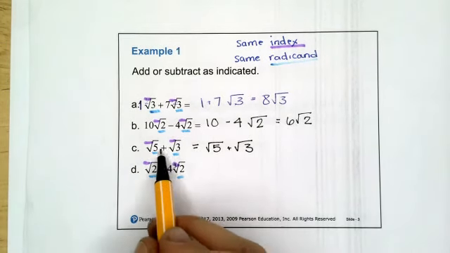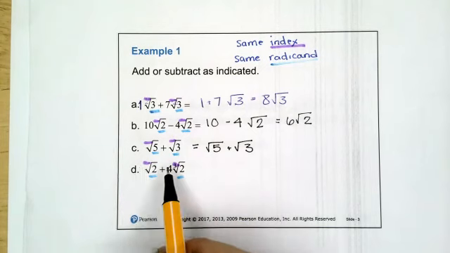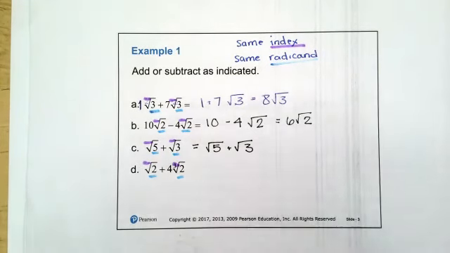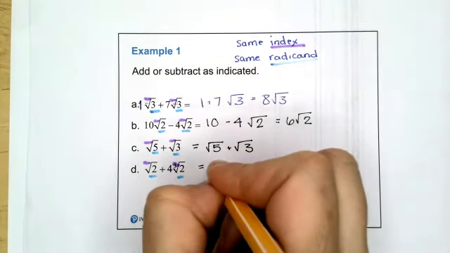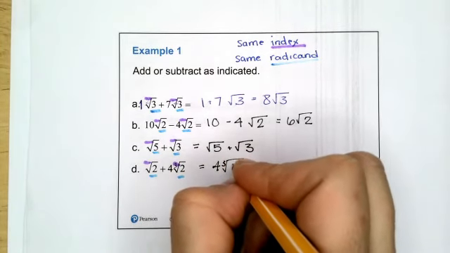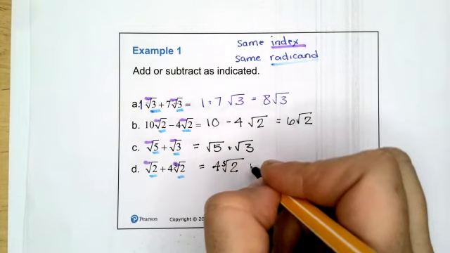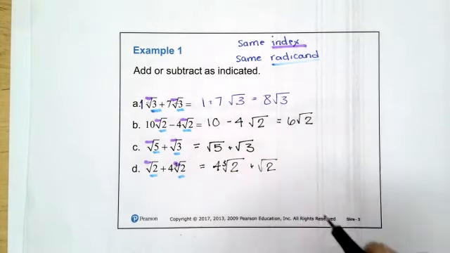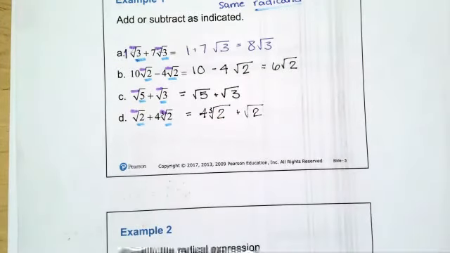Same problem here. So here we had different radicands. Now we have different indices. So you just leave it the same. You could put this one in front if you wanted. 4 cubed roots of 2 and a square root of 2. You can't simplify cubed root of 2 any further. You can't simplify the square root of 2 any further. They are not like radicals.